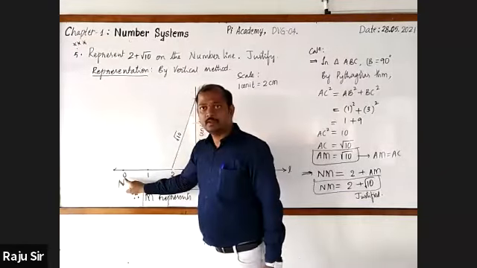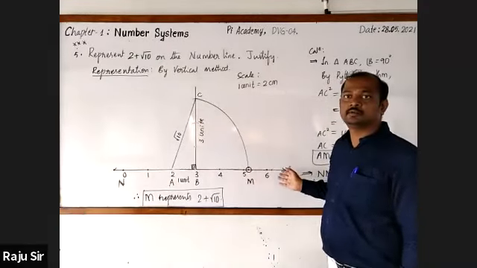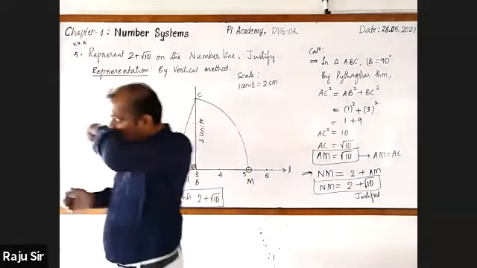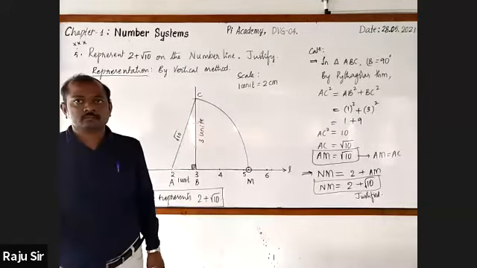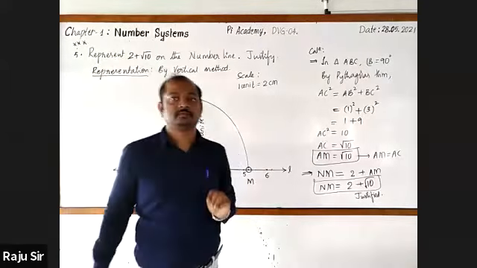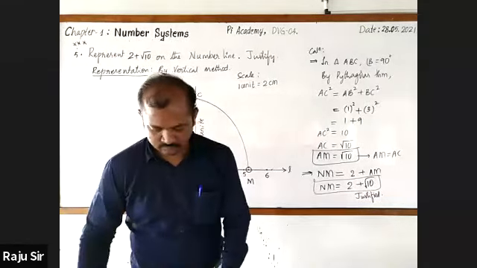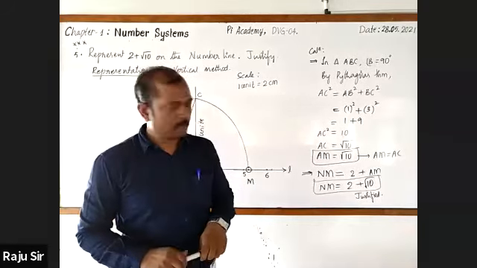Sir, we have to write N at the zero. Yes. If you take from 0, it will be 2 plus root 10. Sir, in examination, how many marks will be given for this problem? 3 marks.